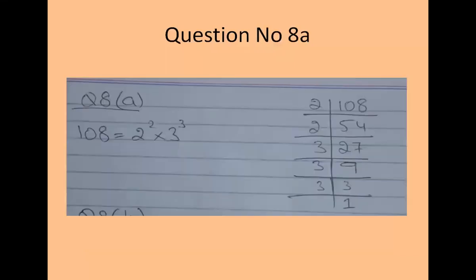Okay, so they want us to represent 108 in terms of its prime factors. So this is the method. 108 divided by the smallest possible prime number, that's 2. So you will have 54, 54 again divided by 2, that will give you 27, 27 divided by 3 will give you 9, 9 divided by 3 will give you 3, 3 divided by 3 will give you 1. So 108 is equal to 2 square into 3 cube.